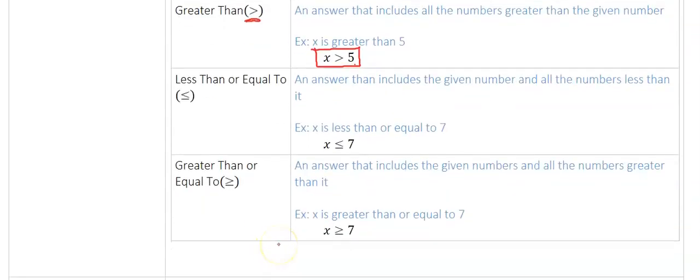And our last definition, we have greater than or equal to. So our answer includes the given number and all the numbers greater than it. So our example is x is greater than or equal to 7.